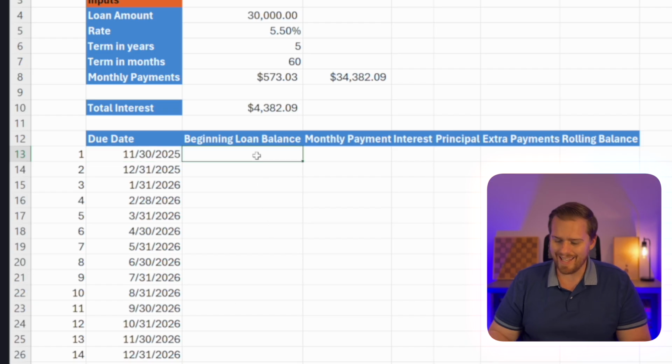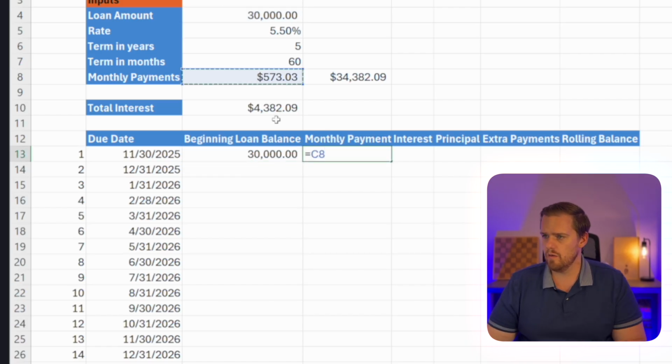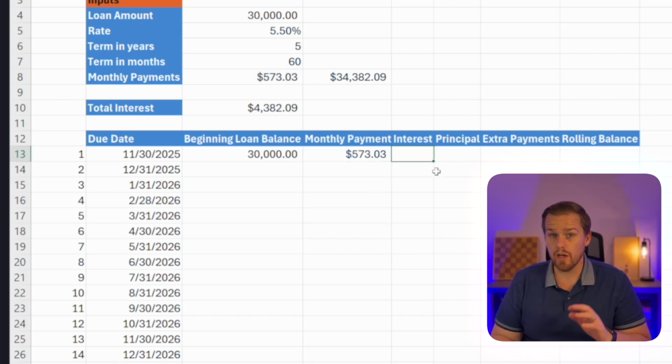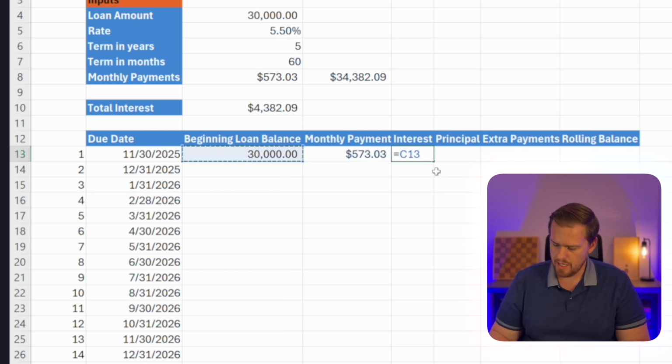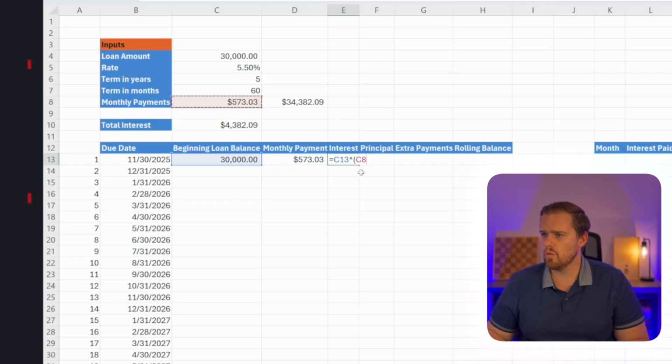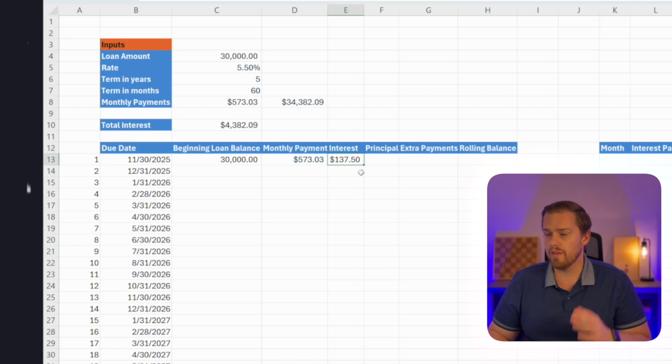And moving on, our beginning loan balance will be equal to $30,000. Our monthly payment will be equal to what we have right here in our monthly payments. Now that we have the monthly payment locked in, let's calculate our monthly interest. We're gonna press equals, and that's gonna be the beginning loan balance times our annual rate divided by 12. And then we come up with $137. The principal payment is going to be the monthly payment minus the interest payment, which comes up with $435.